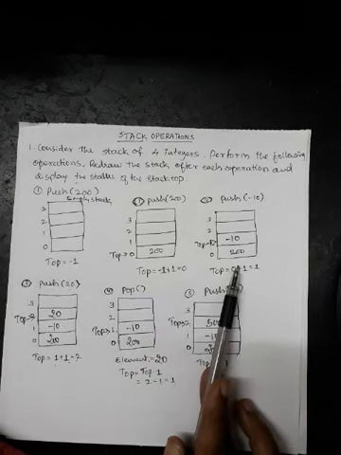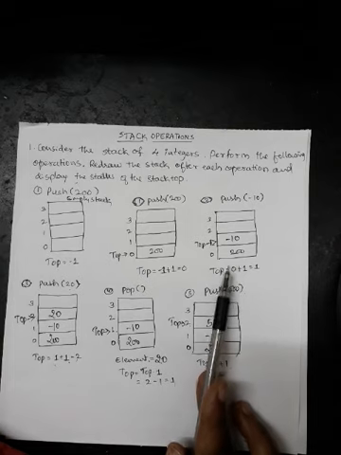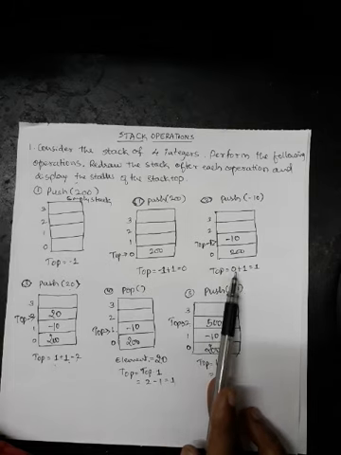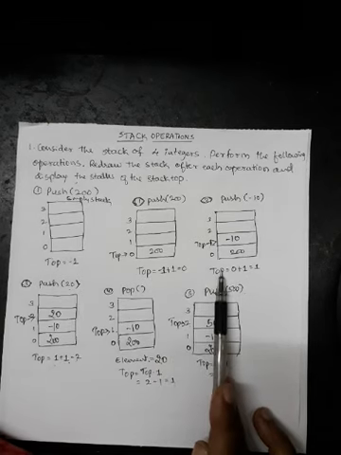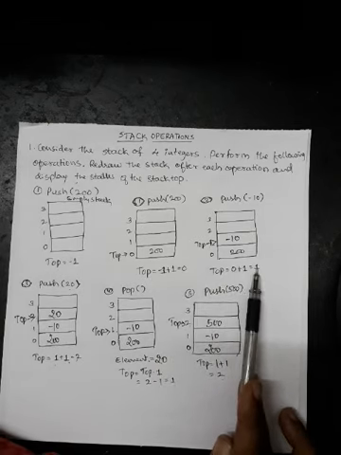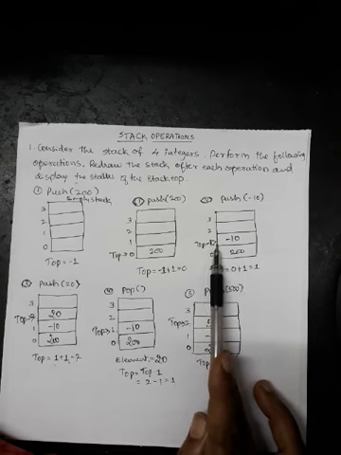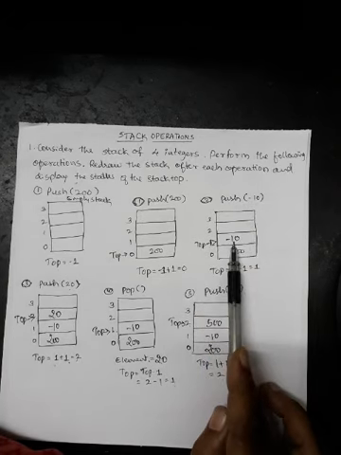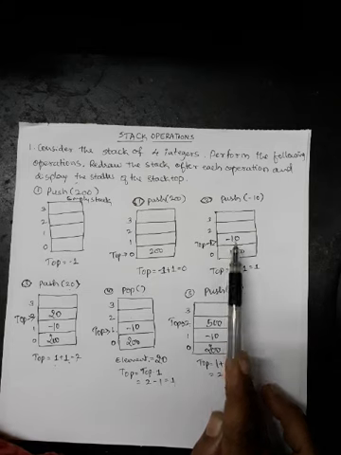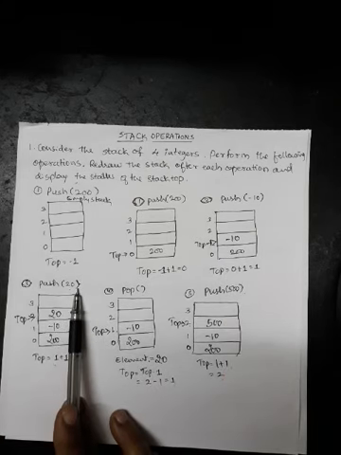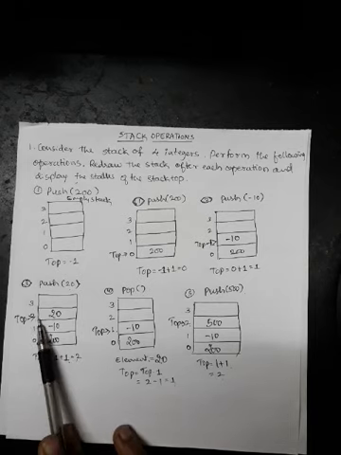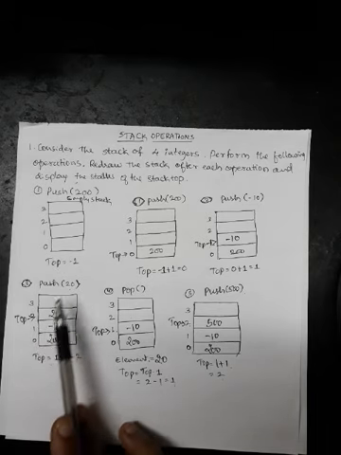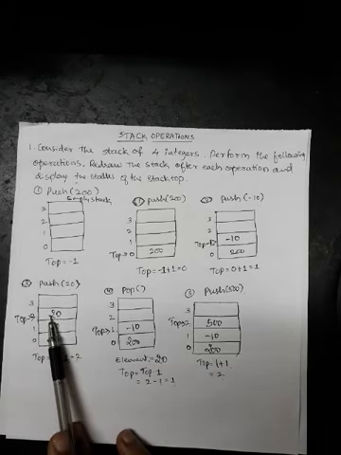The next element is push -10. So in push operation, initially top is incremented by 1. The previous value of top is 0. New value of top is 0 plus 1 is 1. Top is at 1. At this location -10 is inserted into the stack. Next operation is push 20. In push operation, we have to increment the top by 1. 1 plus 1 is 2. Top is pointing to 2. At this location the value 20 is inserted into the stack top.